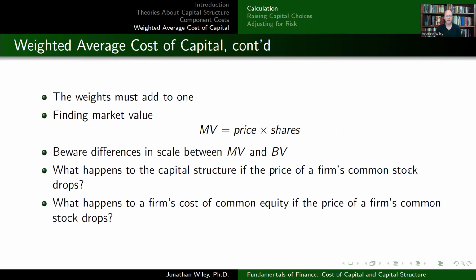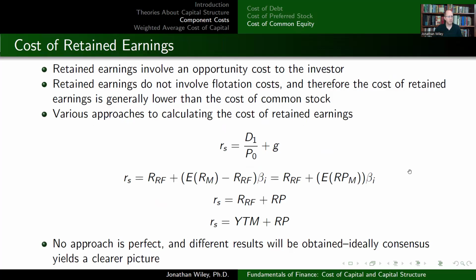So that could create a very bad situation for a company. A company is actually going to care about what's going on with their stock price because it does affect their cost of capital and their capital structure. Also, if I think about the cost of common equity, if that stock price drops, let's rewind a little bit. If I am calculating the cost of retained earnings, and I'll just use the Gordon model here from a prior video I did, if this P0, the price, drops, RS goes up.